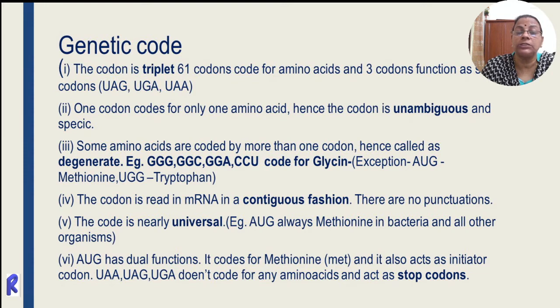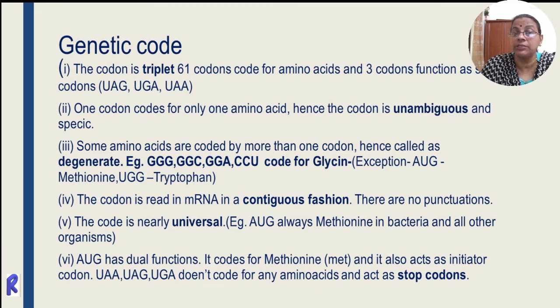Then the next point: AUG has a dual function. First of all, AUG acts as the start codon. What do we mean by start codon? It gives the signal for initiating protein synthesis. At the same time, that codon codes for methionine. So if protein synthesis is to take place, at the 5' end of the mRNA there will be an AUG, the start codon, which brings methionine. Later, in modification, that methionine may sometimes be replaced, but protein synthesis always starts with methionine, coded by AUG at the 5' end of the mRNA.